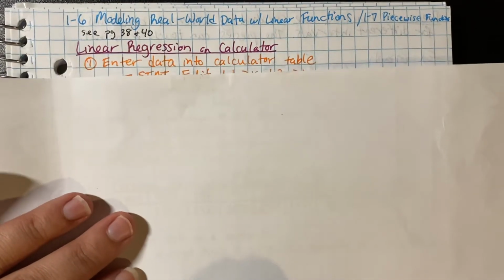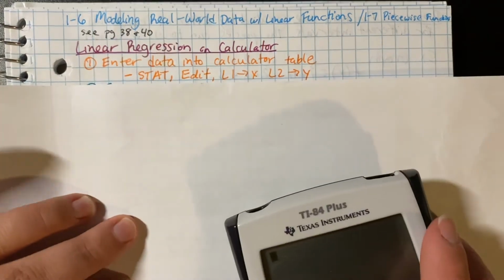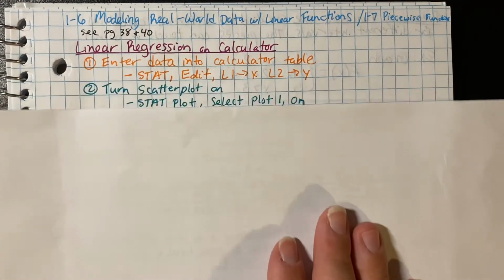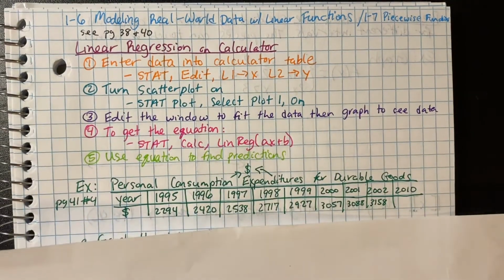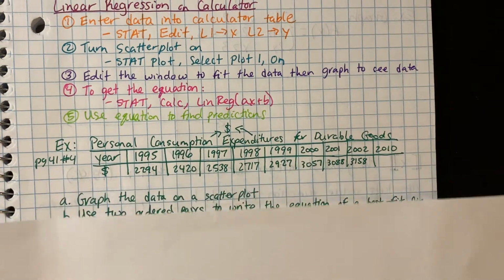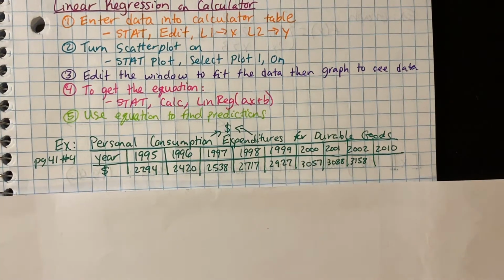Okay. All right, so first thing we're going to do is we are going to enter our data into the calculator table. We're going to turn on our scatter plot. I'm not even going to read it to you. I'm going to show you this first, okay? And then we'll do it together.